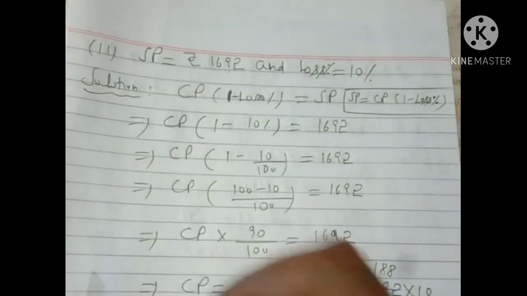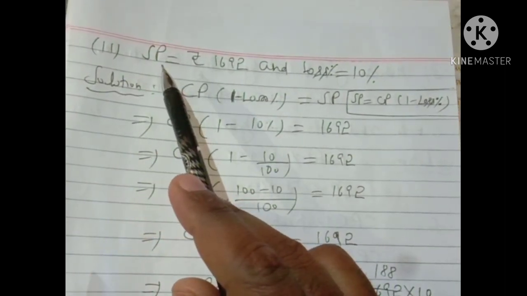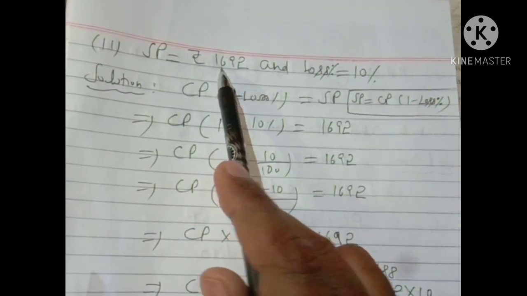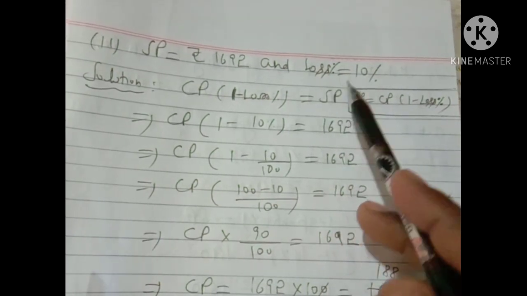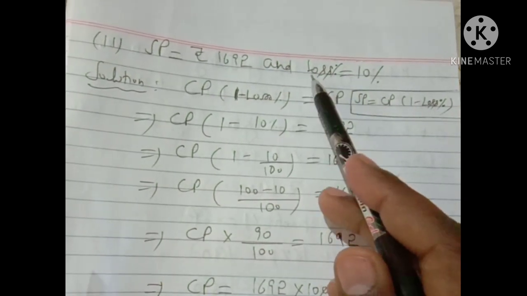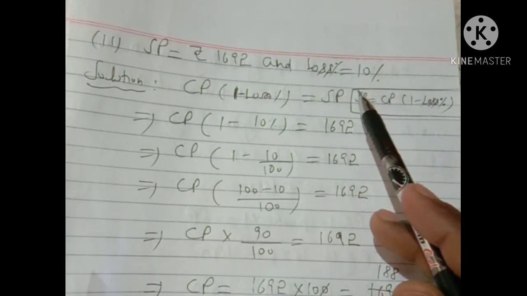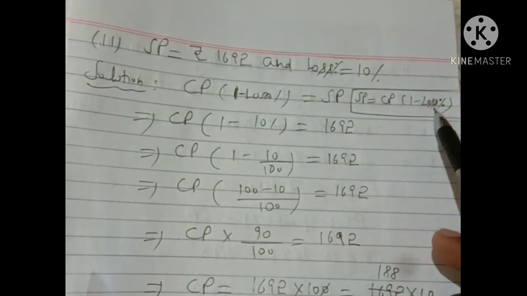Okay, now see the second part of this second sum. In this case, you can see again we have to find out the cost price, but this time the selling price is given, that is 1692, and the loss percentage is given, that is 10%. And now you can see in this case we have to apply the second formula, that is SP is equal to CP into 1 minus loss percentage.